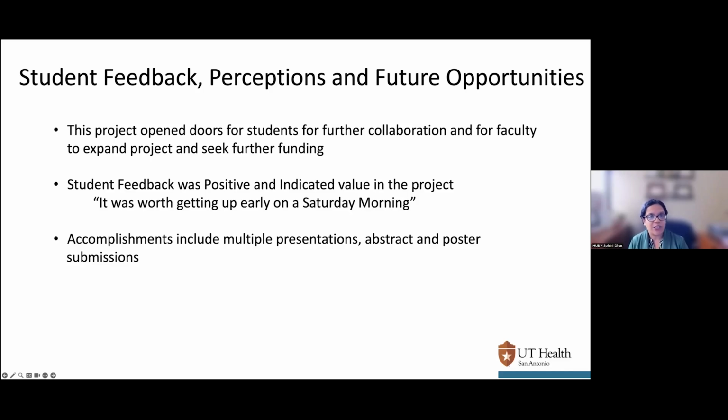Because of scheduling challenges, we had this session on a Saturday morning from 8 to 12. And one of them wrote, it was worth getting up early on a Saturday morning. I intentionally included that here. That tells us that, okay, they spent 4 hours with us on a Saturday morning and they still feel good about it. It was telling us that the intervention or the education was worth it.